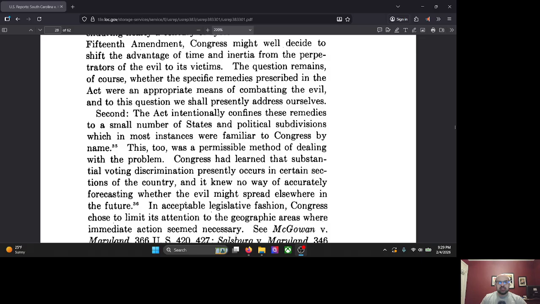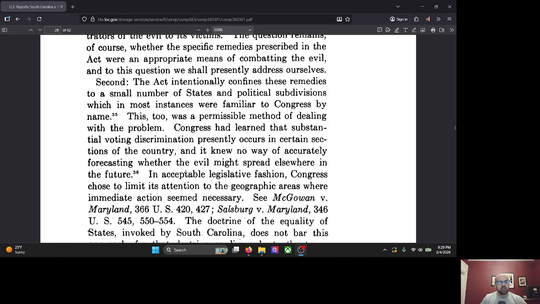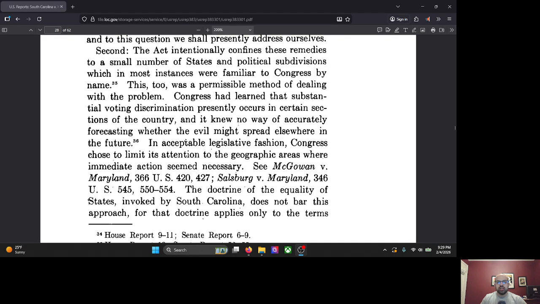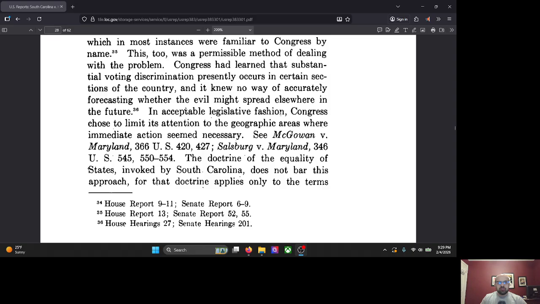Second, the Act intentionally confines these remedies to a small number of states and political subdivisions which in most instances were familiar to Congress by name. This, too, was a permissible method for dealing with the problem. Congress had learned that substantial voting discrimination presently occurs in certain sections of the country, and it knew no way of accurately forecasting whether the evil might spread elsewhere in the future. In acceptable legislative fashion, Congress chose to limit its attention to the geographic areas where immediate action seemed necessary.